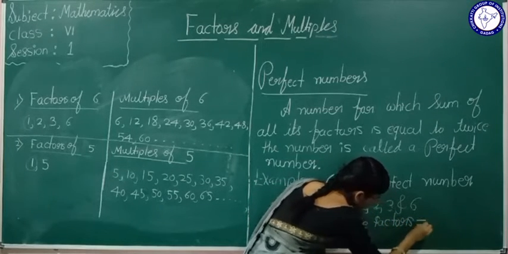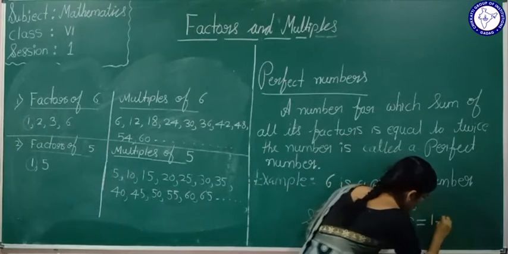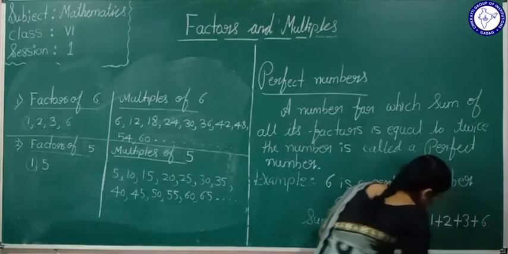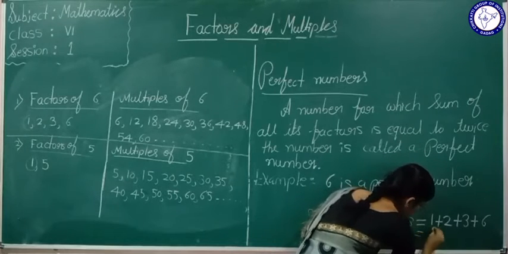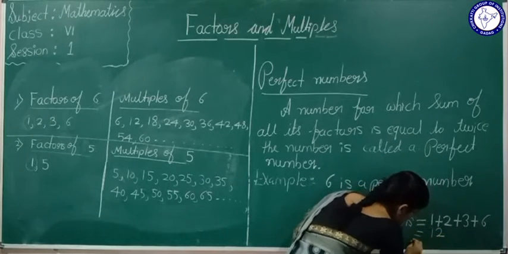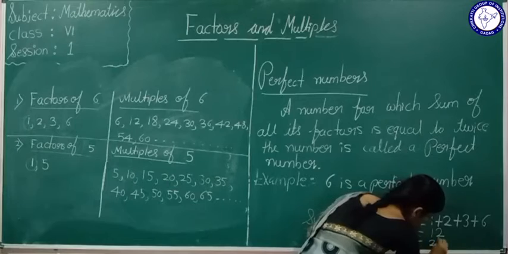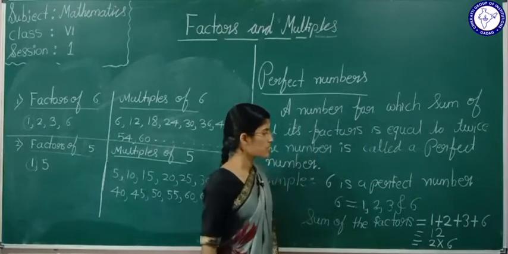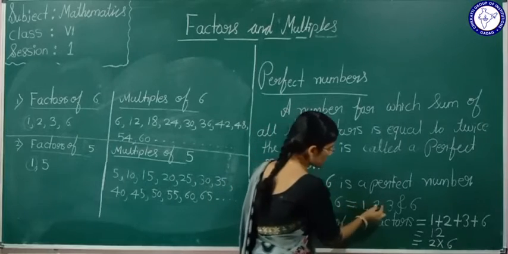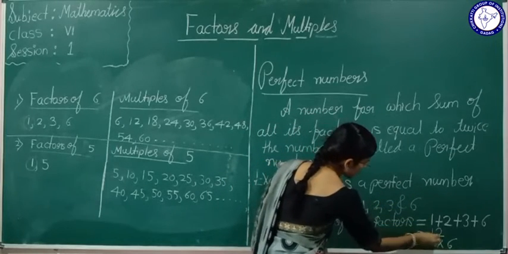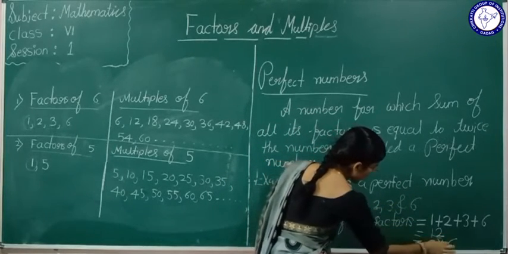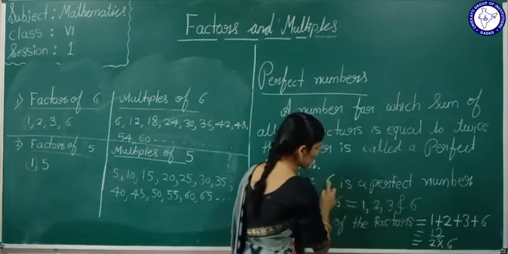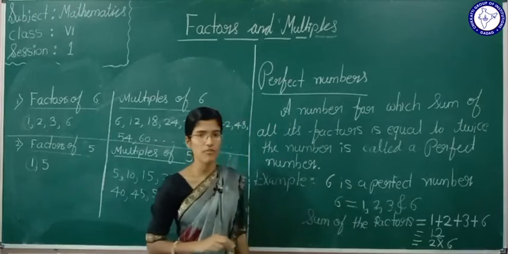Let's add this: 1 plus 2 plus 3 plus 6. What is it? 12. This 12 is nothing but 2 times 6. Yes or no, students? If you add the factors of 6, you are getting 12. This 12 is nothing but 2 times 6, 2 times this number. Yes or no? This is a perfect number.